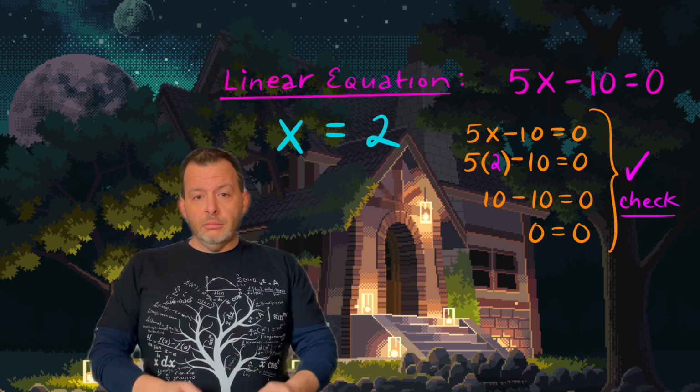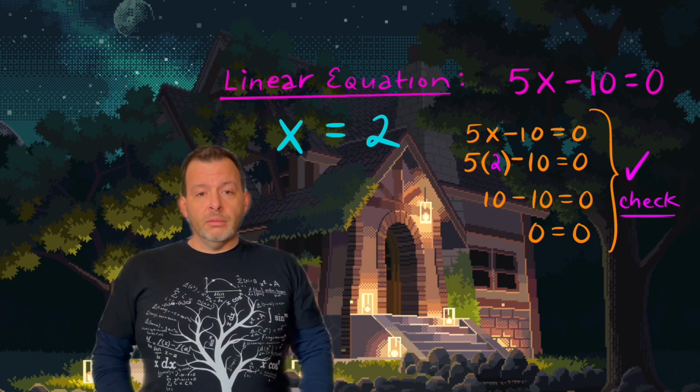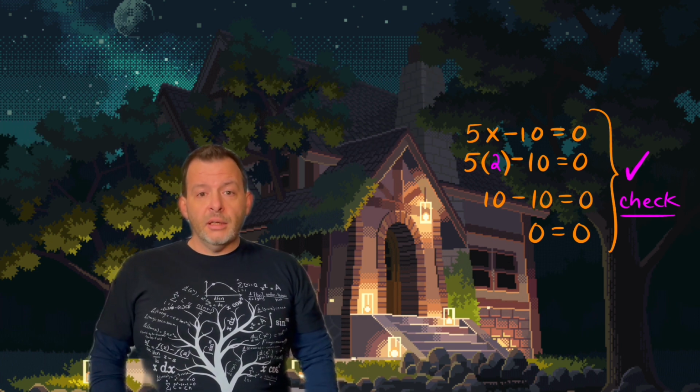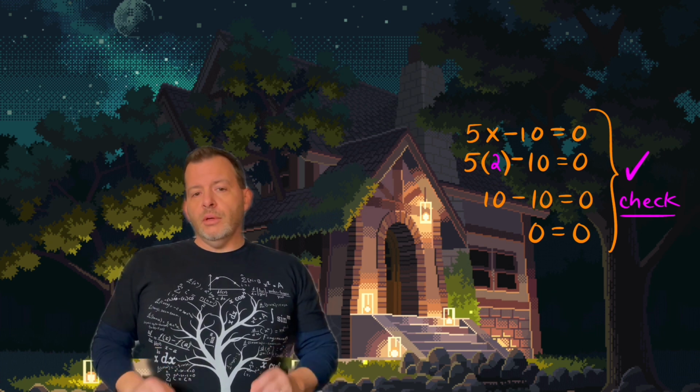If you wanted to check it, we simply substitute 2 into the equation for x. 5 times 2 minus 10 equals 0. And with a little bit of checking, it does. So linear equations are pretty easy to solve, and we spend a lot of time in high school algebra learning about them. But what about a quadratic equation?